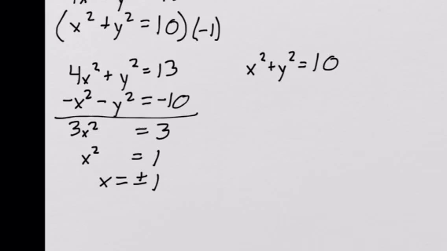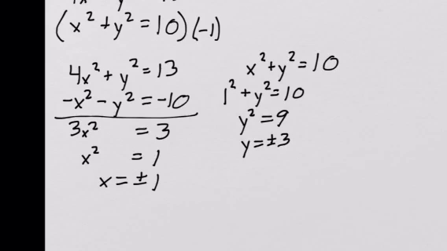So I need to do it for when x equals 1. So 1 squared plus y squared equals 10. 1 squared is just 1, and subtracting that from both sides, I get y squared equals 9. So y equals plus or minus 3. So I have (1, 3) and (1, -3) as solutions from that.